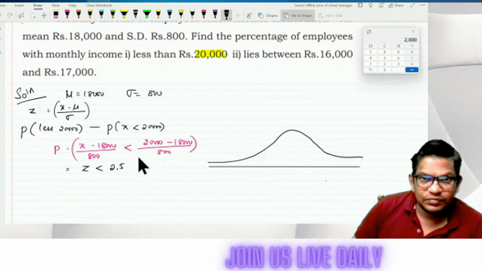Children, this is your 0. And our 2.5 starts from here, somewhere here, right, my dear student?